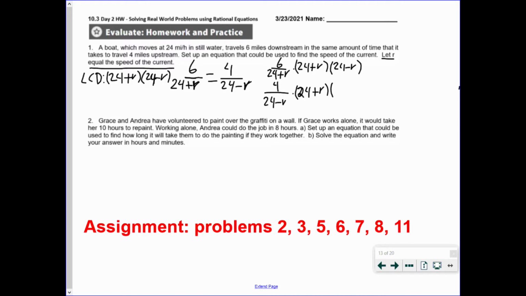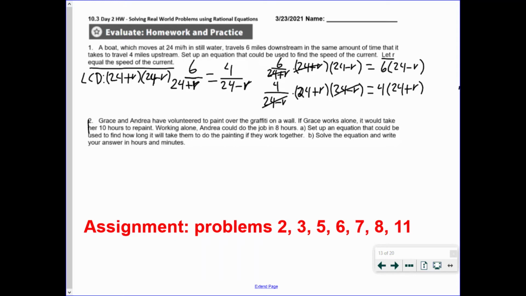Now if I solve each one out, for the top one, 6 over 24 plus r, the 24 plus r's cancel out, and we're left with 6 times 24 minus r. For the bottom, 4 over 24 minus r, we get rid of the 24 minus r in the top and bottom, and we're left with 4 times 24 plus r. So these are 2 new fractions, and we're saying they're equal to each other.